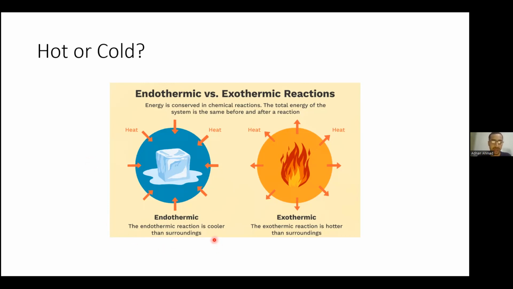So the endothermic reaction is cooler than its surroundings. And you can see here in this picture on the right-hand side, the exothermic reaction is hotter than its surroundings. If you look at the direction of the arrows, the heat is being released, right? So energy is conserved in chemical reactions. The total energy of the system is the same before and after a reaction.